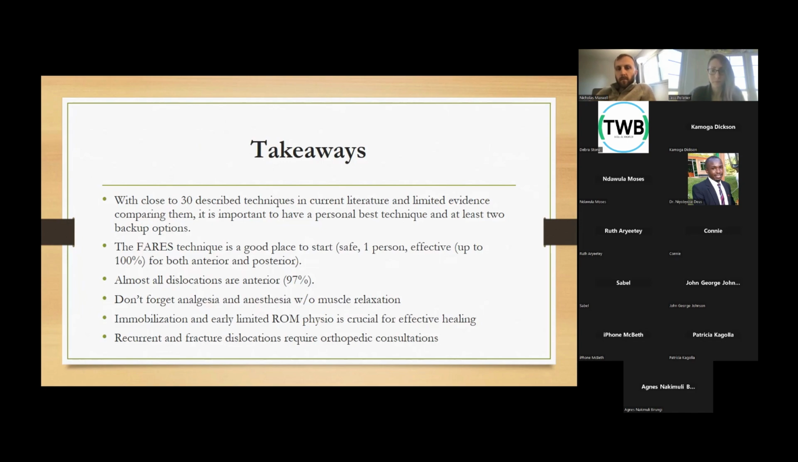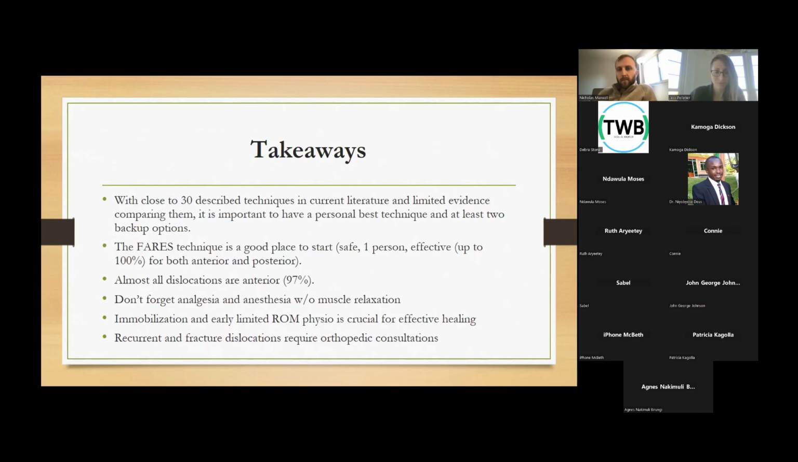So again, I've been emphasizing this almost all throughout this presentation. The first technique is a good place to start. It's very effective, can be implemented by one person, has almost 100% effectiveness, and it's effective for both anterior and posterior dislocations. So if you aren't sure about other techniques, at least remember the first technique, because it could be the game changer for that patient. Again, about 97% of the dislocations are anterior. So if you're unable to obtain imaging for any reason, think it's anterior until proven otherwise.